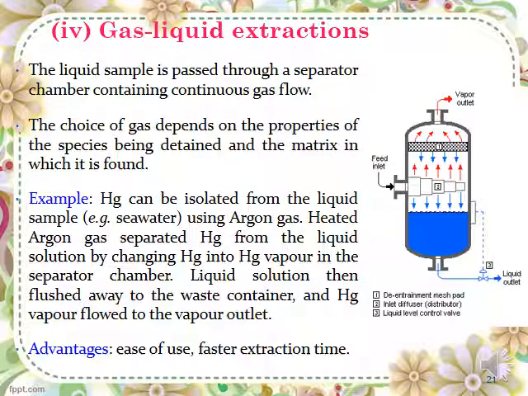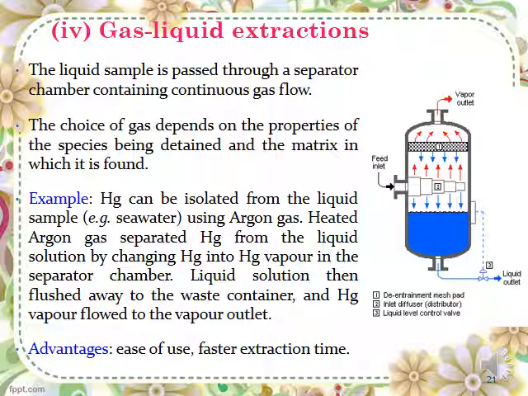The next type of extraction is gas liquid. This is the setup for gas liquid extraction. This is where the sample inlet is, and then the sample is converted into vapor and collected here. This is the vapor outlet, and then the liquid outlet will flow here.